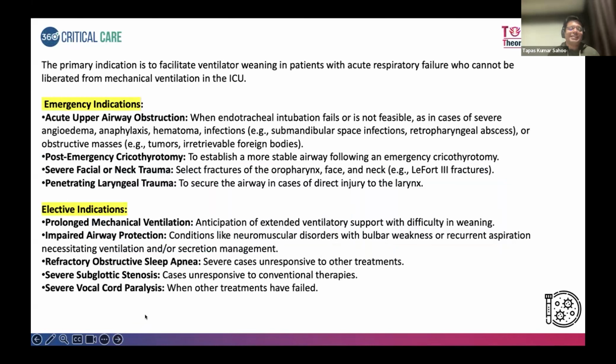Now, the indications can again be divided in multiple ways. I am trying to summarize in three methods. One is emergency indication, one is elective indication. This is the first method by which I am trying to explain.